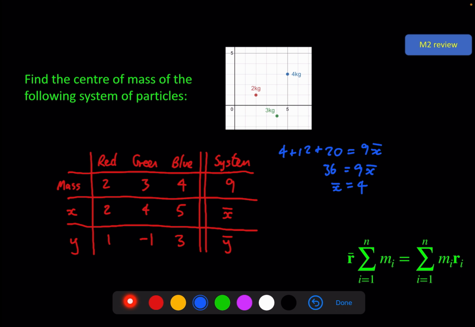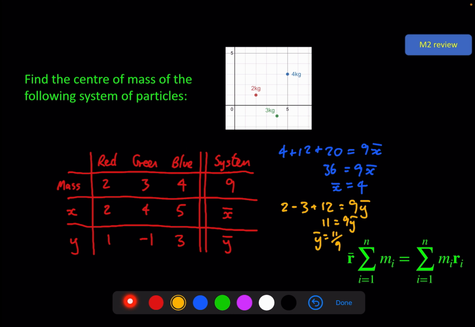And then we can do the same with y bar. So the y coordinate gives us 2 times 1 plus 3 times -1 plus 4 times 3 is equal to 9 times y bar. That's 11 equals 9y bar. Y bar is equal to 11 over 9.